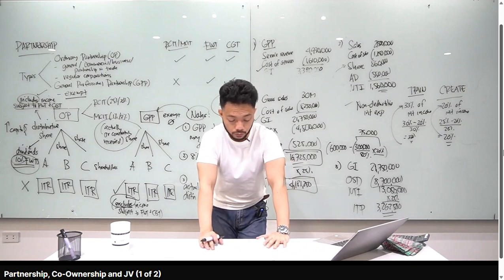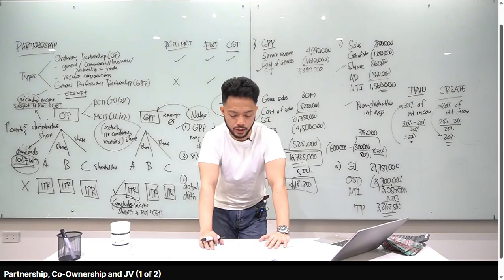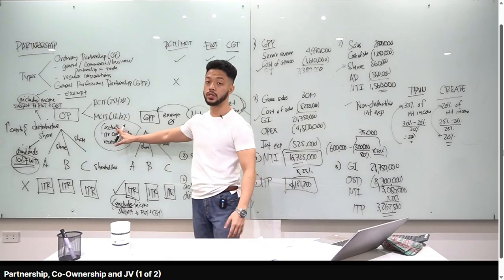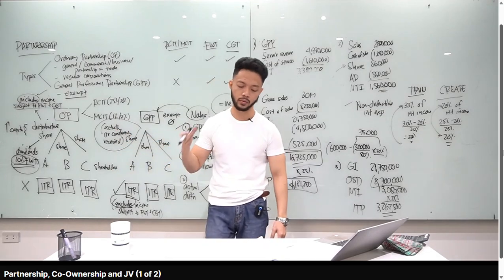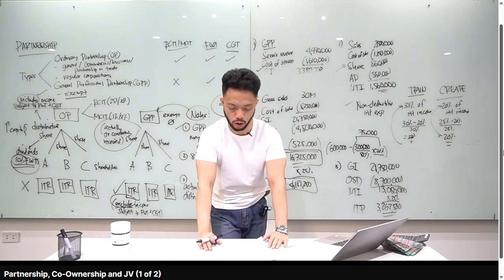Number 8. The share of a partner in the profits of a GPP is regarded as received by him and thus taxable although not yet distributed. This principle is known as letter D, constructive receipt of income. Whether actually or constructively received, ang tawag natin dyan, constructive receipt of income, D.